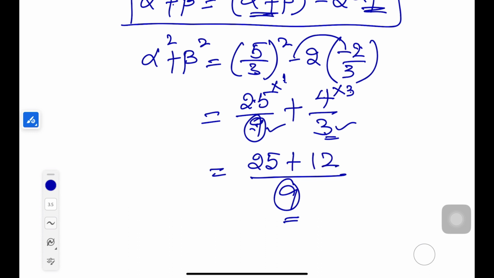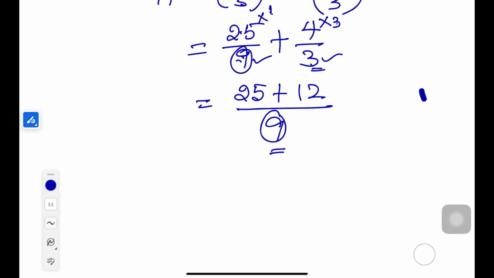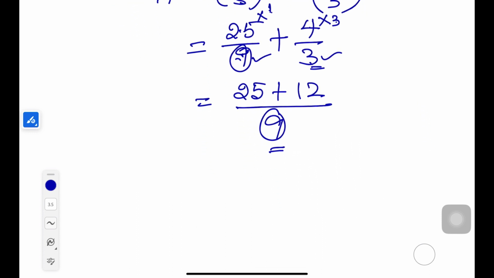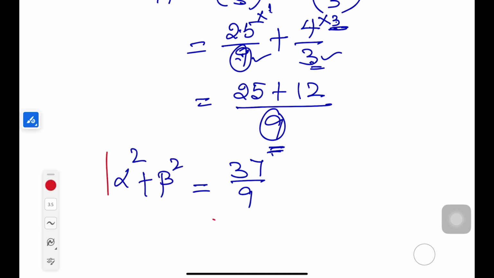This step should be clear because most of the students still have confusion with taking LCM and simplifying. That's the reason I'm telling you step by step. So why we multiplied here with 3, you understood, right? 3 times 3 will become 9, the LCM. So that 3 you have to multiply with the numerator. Fine. So what we will get is 37 by 9. So our alpha square plus beta square value is 37 by 9. Is it clear, children? This second bit also?